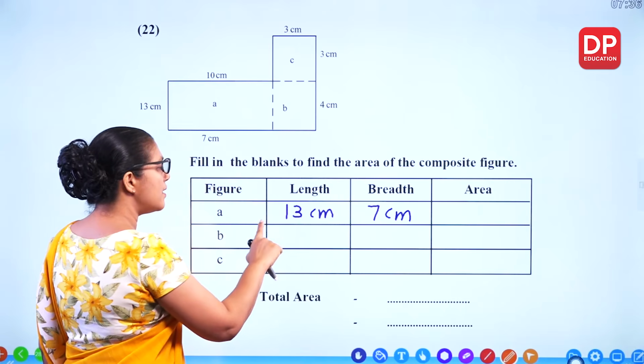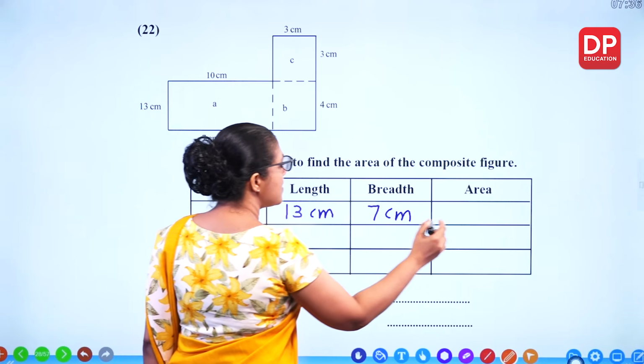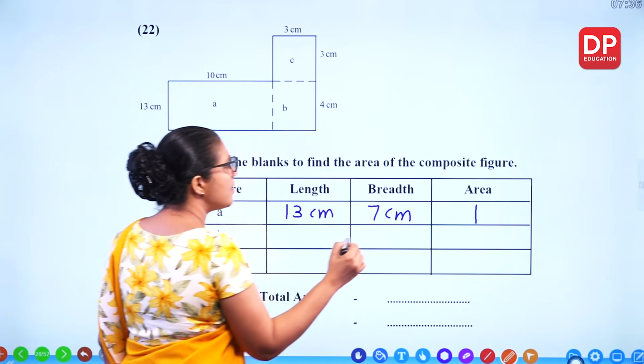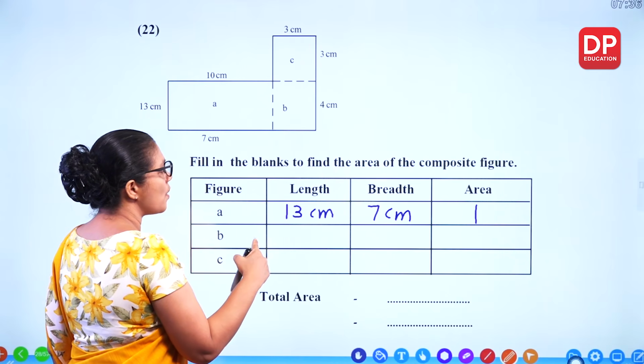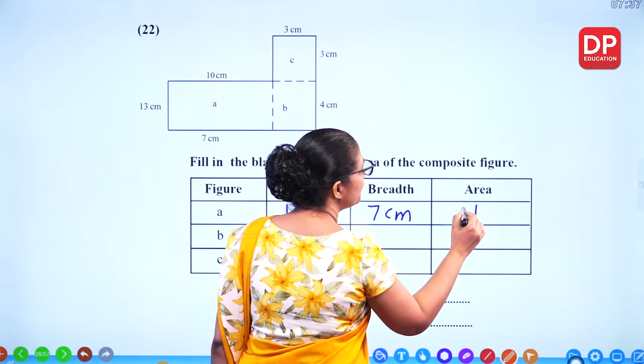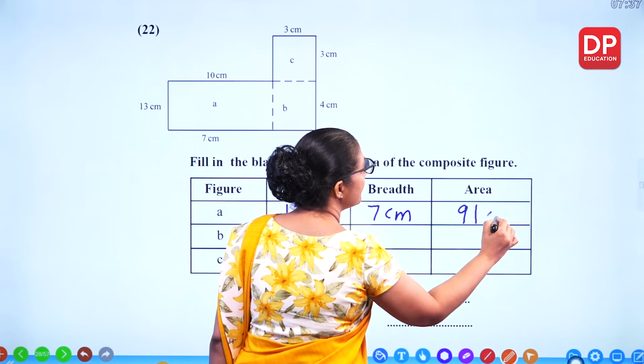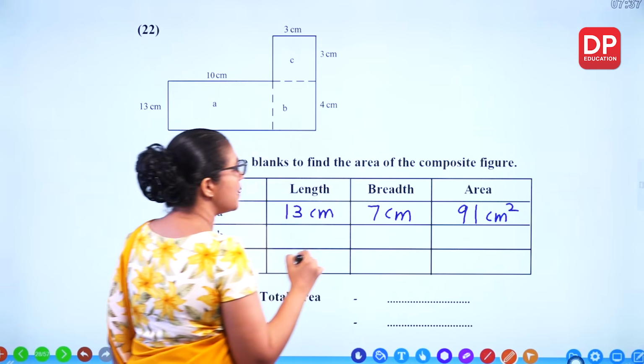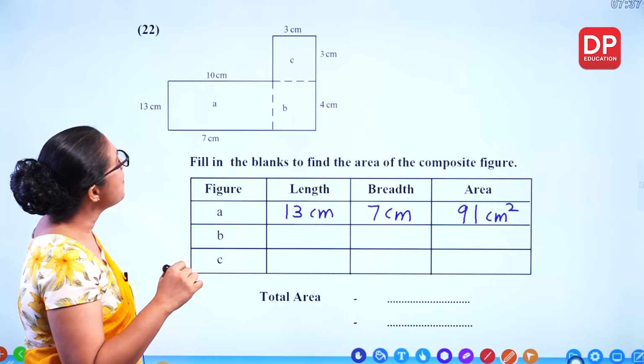So what's the area? 13 times 7. 7 times 3, 21. 2 remaining. 7 times 1, 7 plus 2, 9. 91 square centimeters. We'll take B.